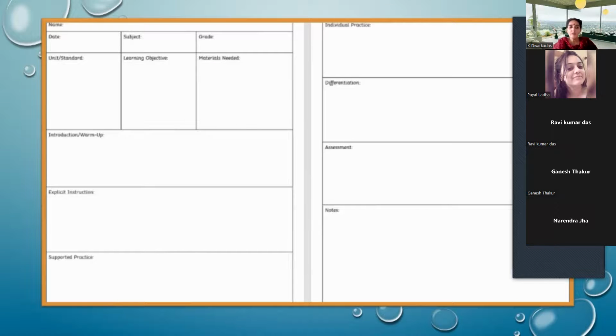The next thing will be introduction or warm-up. So what will you be doing in your introduction or warm-up to gain the attention of the learners? I hope either you're taking a screenshot of the same, and if it's not clear like someone told me, then I hope you are noting it down. Then you will write about your explicit instruction. What do you plan to do? The methodology.